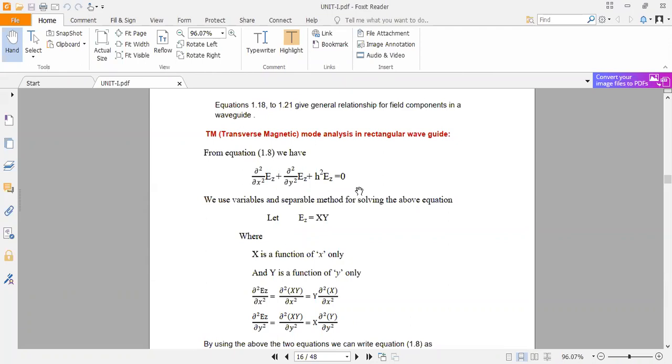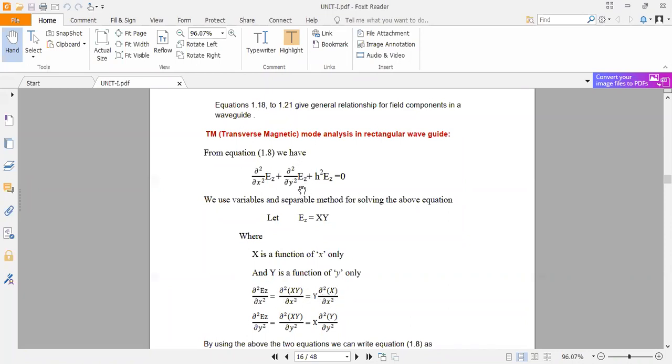I think you heard about it in your mathematics. Have you heard about the variable separable method? Yes, ma'am. We have heard of it. Ez is equal to capital X into capital Y, where X is a function of X only and Y is a function of Y only. So instead of Ez, if you substitute capital X into capital Y, what is happening? See, dou square by dou X square, instead of Ez, substitute capital X into capital Y. As I told, X is a function of X only, so take Y out: dou square X by dou x square.